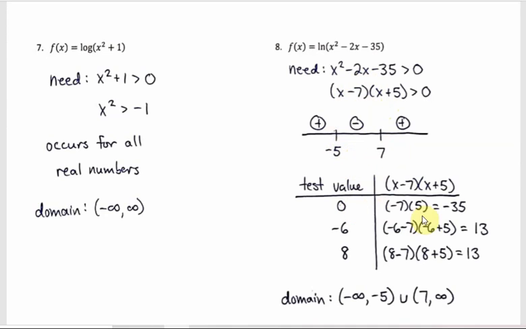So you do a test of 0, you get -35. All right, negative in there. Then -6 for this interval out here on the left, less than -5. You sub in a -6, you get 13. Okay, that's positive. And then 8 for this one out here, bigger than 7. You sub in 8, you get 13. That's also positive. So you need the two positive ones. So less than -5, greater than 7. Both of those intervals should work. So that's why I've got this union here of all values less than -5 and then all values greater than 7, just written out in interval form.